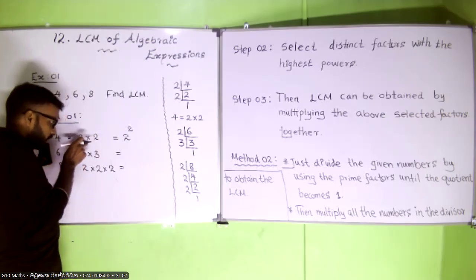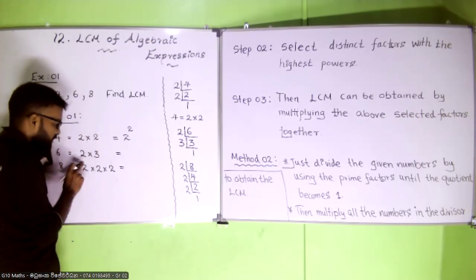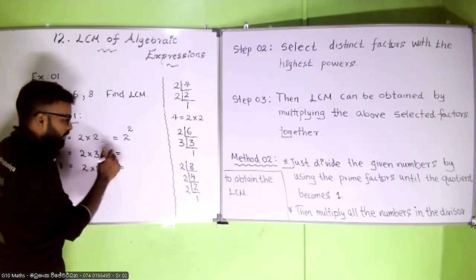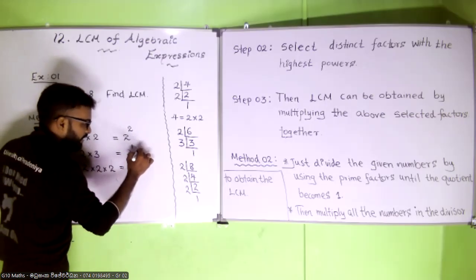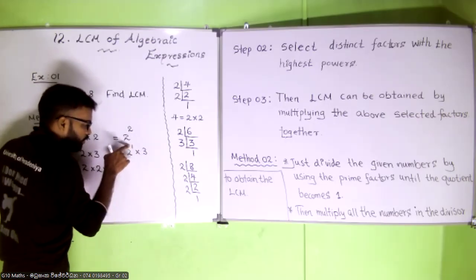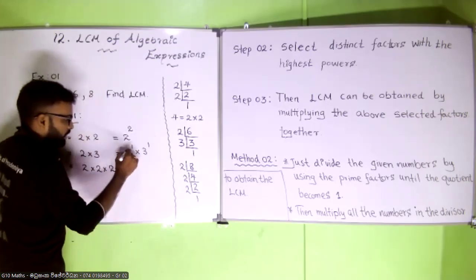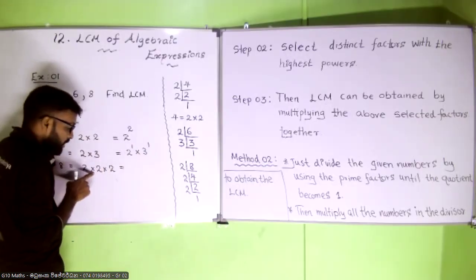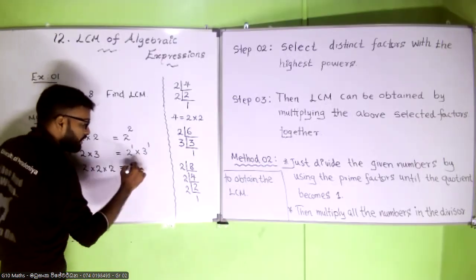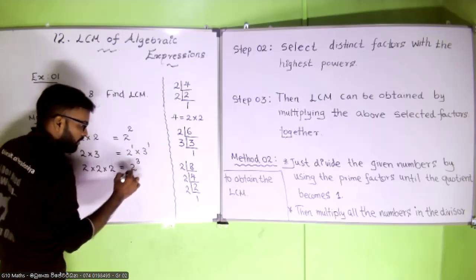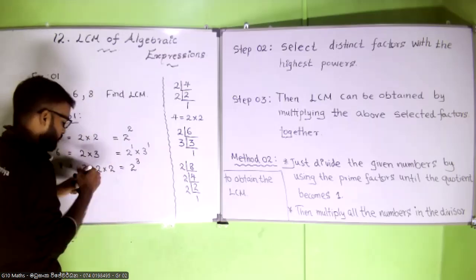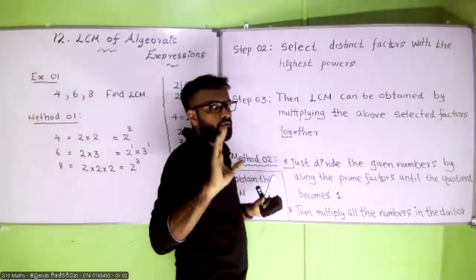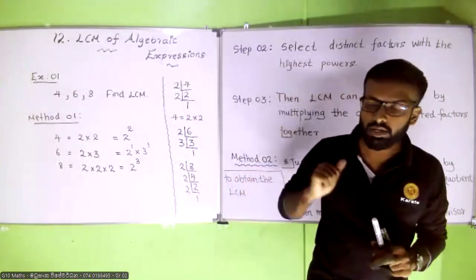I am going to arrange the similar numbers. Here you already have 2 to the power 1 multiplied by 3 to the power 1, so you can write it as it is. When it comes to the last one, this is 2 times 2 times 2, which is 2 to the power 3. So step number 1 of method 1 has been done.